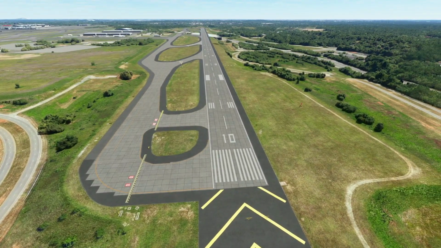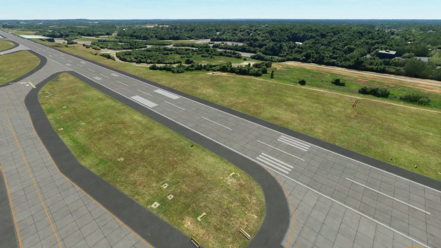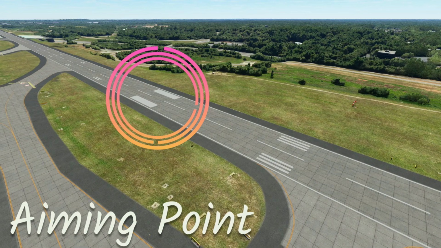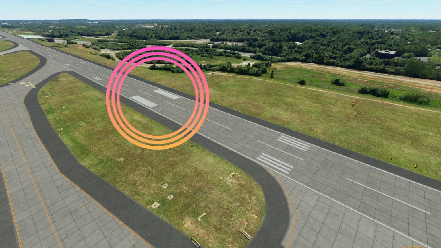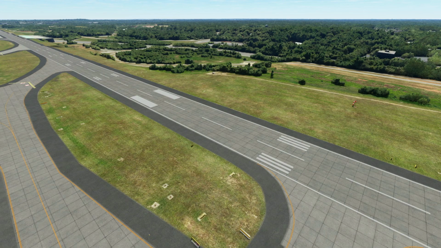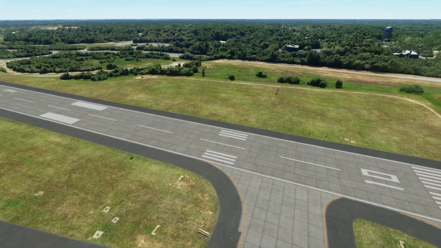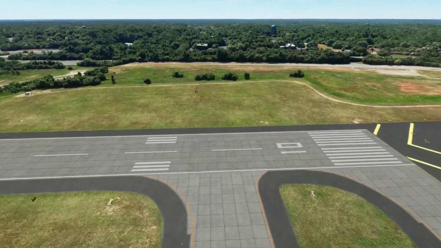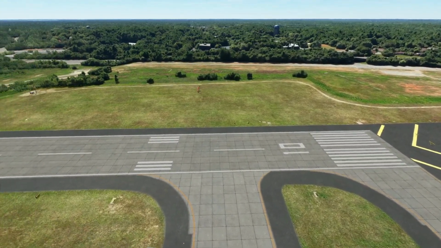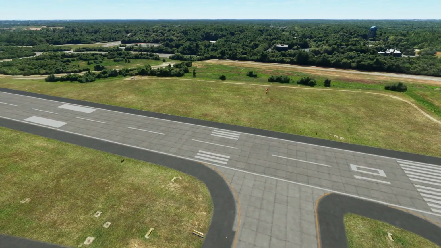So now let's talk about the aiming point and touchdown markers. So these two solid parallel boxes that you see are your aiming point. This is what you're aiming at to touch down. This is so you do not land too early and land in the grass. These are also called your 1,000-foot markers.